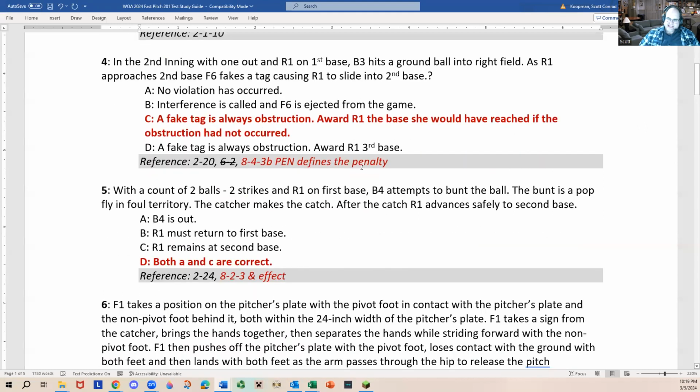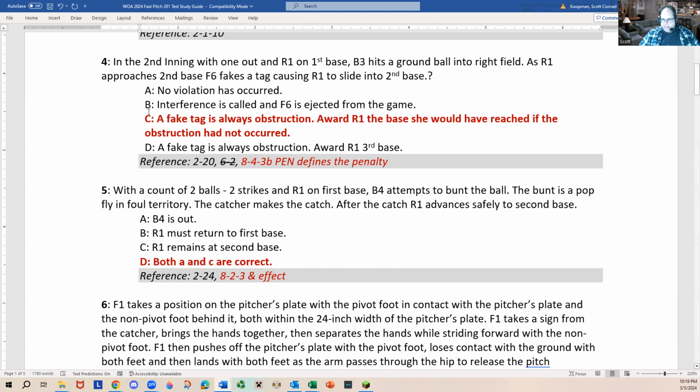Question number 4. In the second inning, with 1 out and a runner on first base, the batter hits the ground ball into right field. Ground ball scoots out in between first and second, goes out into right field. Now, as runner number 1 approaches second base, the fielder, F6, fakes a tag, causes R1 to slide into second base. Faking a tag is obstruction.